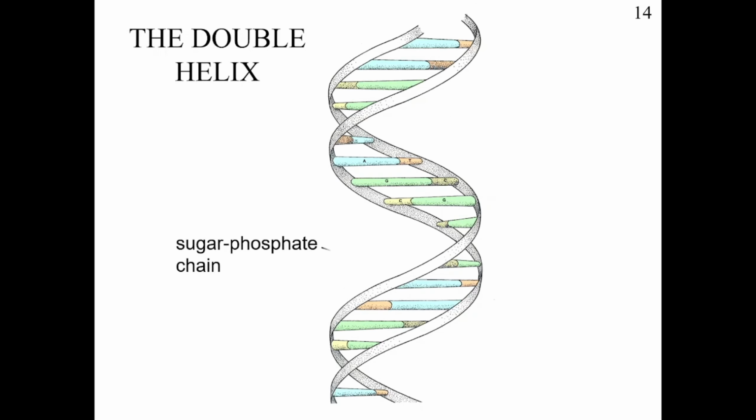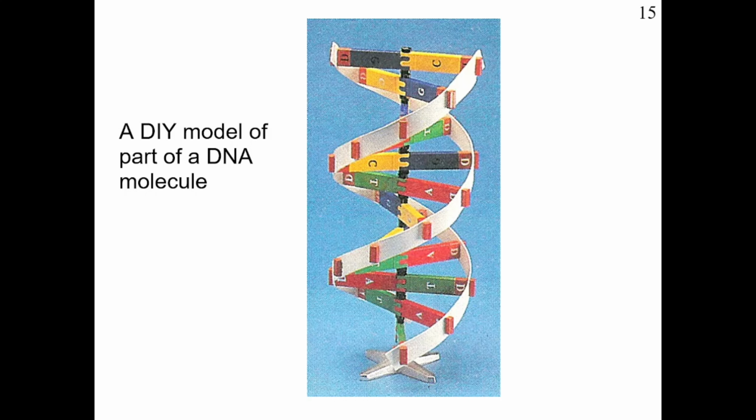The double helix molecule, this is how DNA looks. The DNA looks like this one. See, these are two strands, adenine binds with thymine and guanine binds with cytosine, and a helix is formed. It looks like a circular ladder. Okay, sugar phosphate chain. This is the sugar phosphate chain going all through this. These are the bases. This is a DIY model of part of a DNA molecule.